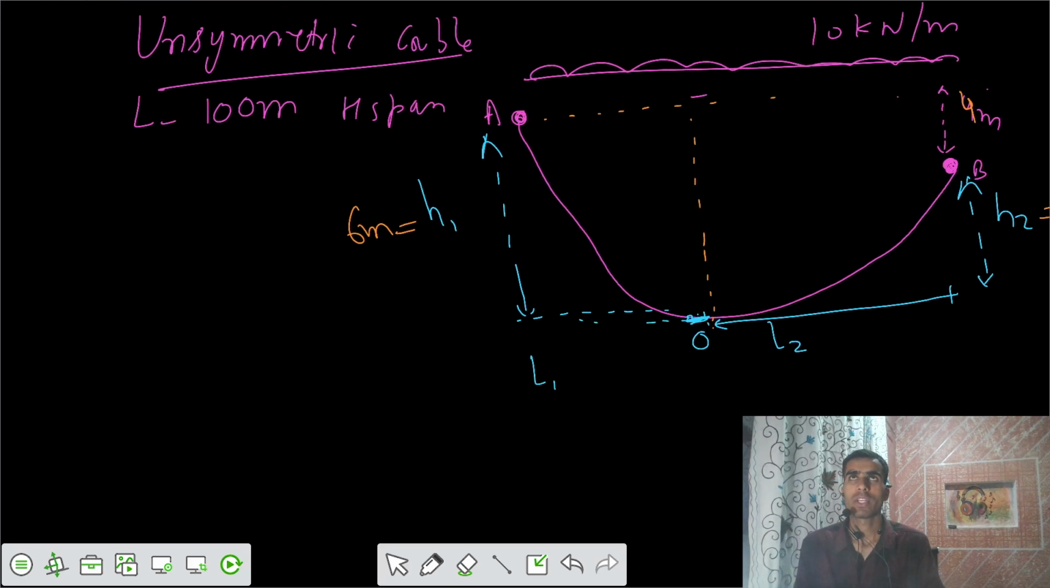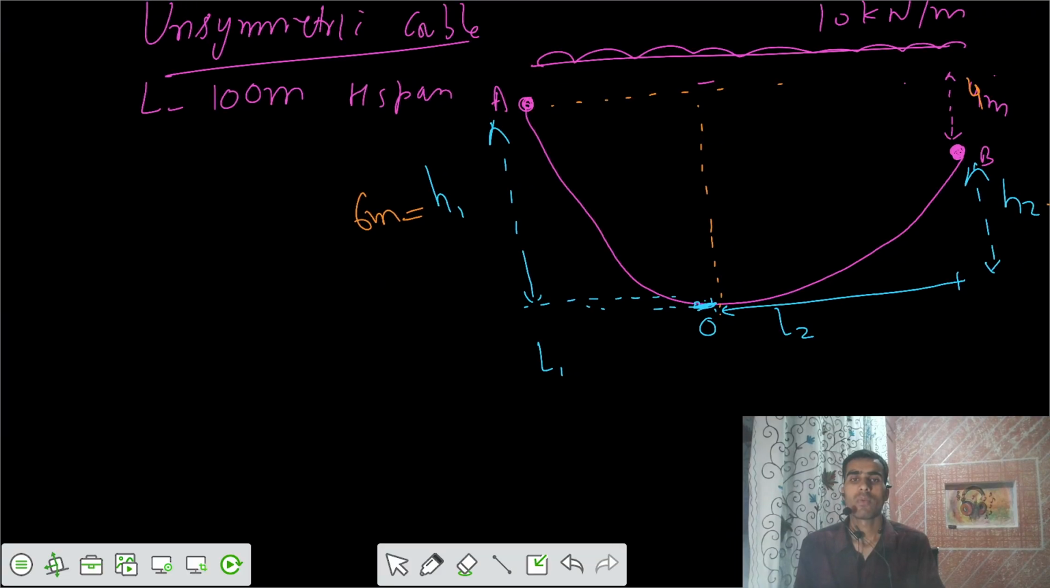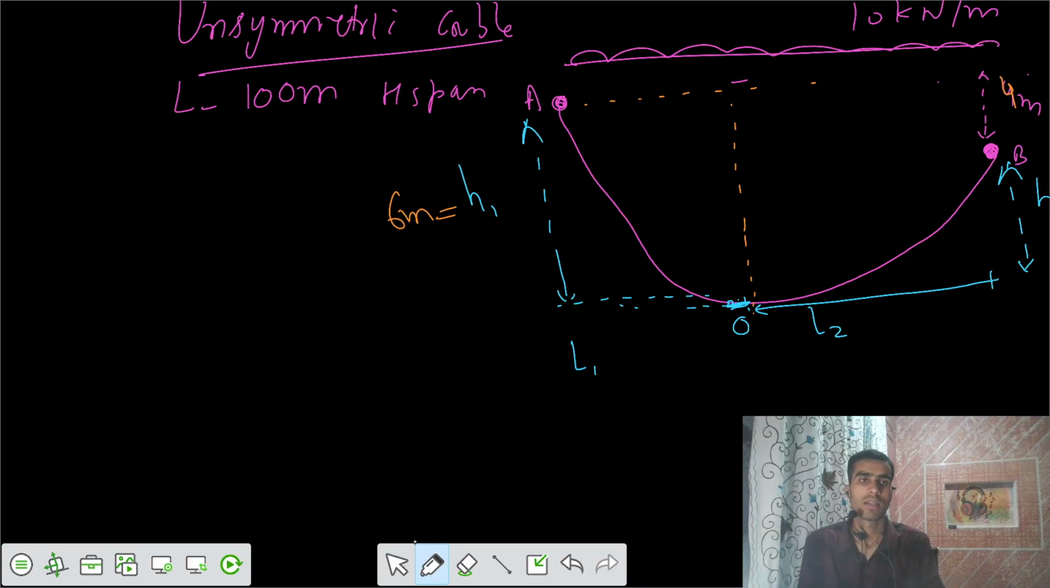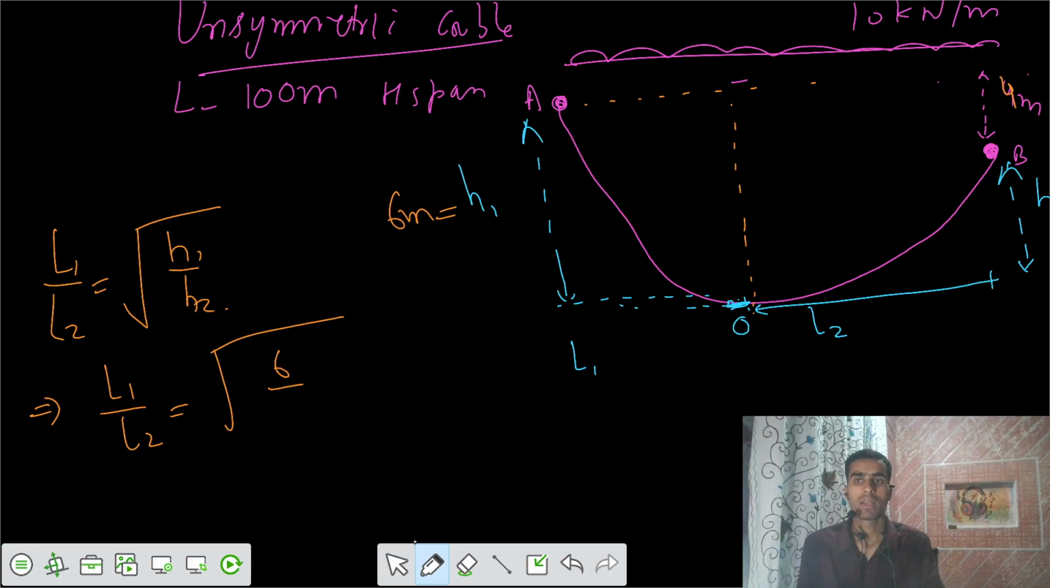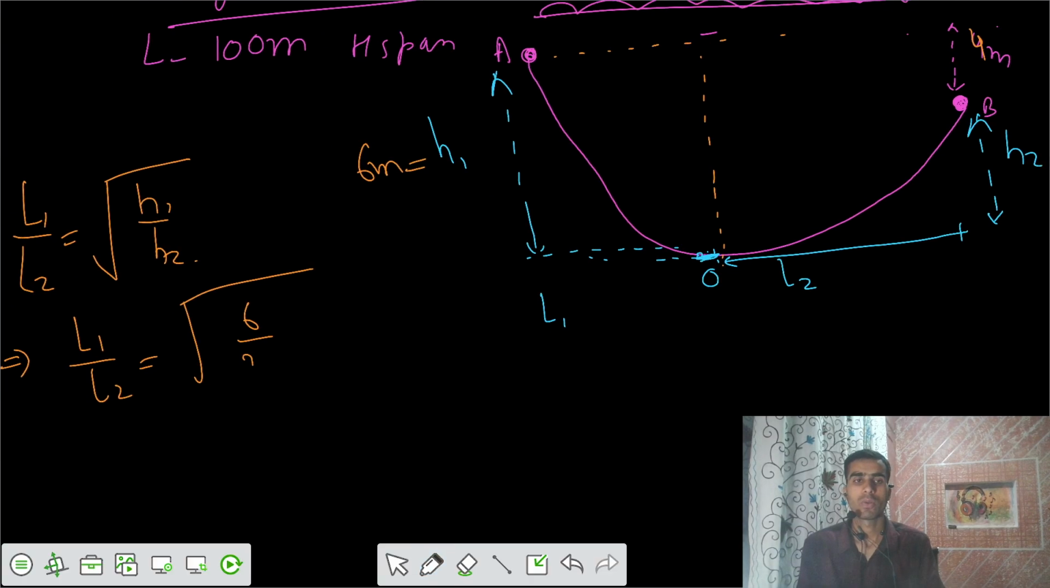We have one equation that connects L1 and H1. Do you know that L1 by L2 equals root of H1 by H2? If I use that equation, L1 by L2 equals root of 6 by 2, that's root 3. So I would say L1 is L2 times root 3.